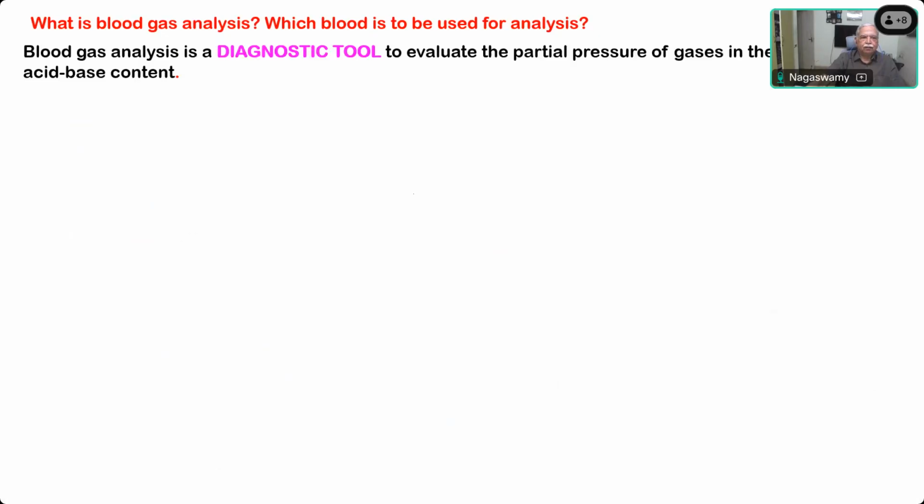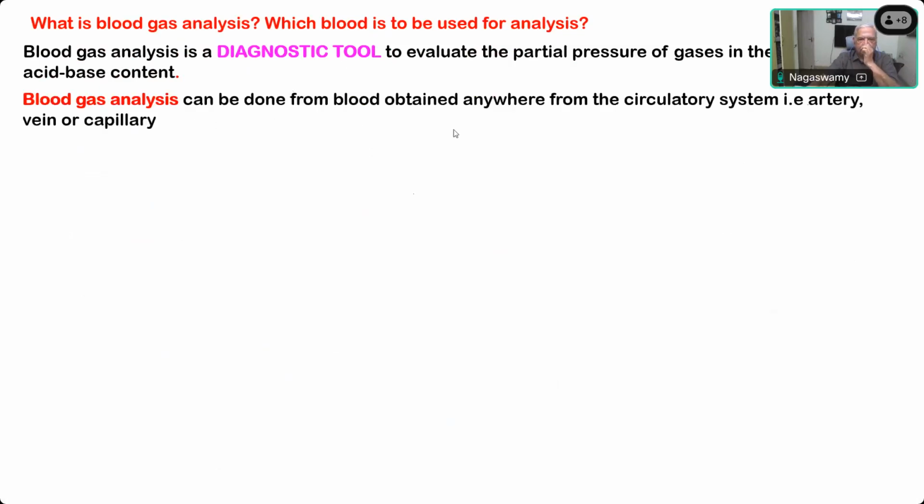Okay. Yes. So you can say blood gas is a diagnostic tool to evaluate the partial pressures of gases in the blood and the acid-base content of the blood. So the blood gas analysis we do for diagnosing some conditions. It evaluates the partial pressure of oxygen and carbon dioxide and also the acid-base content of the blood. And we can do that with blood obtained from anywhere in the circulatory system, namely artery, vein, or even a capillary blood analysis can be done.